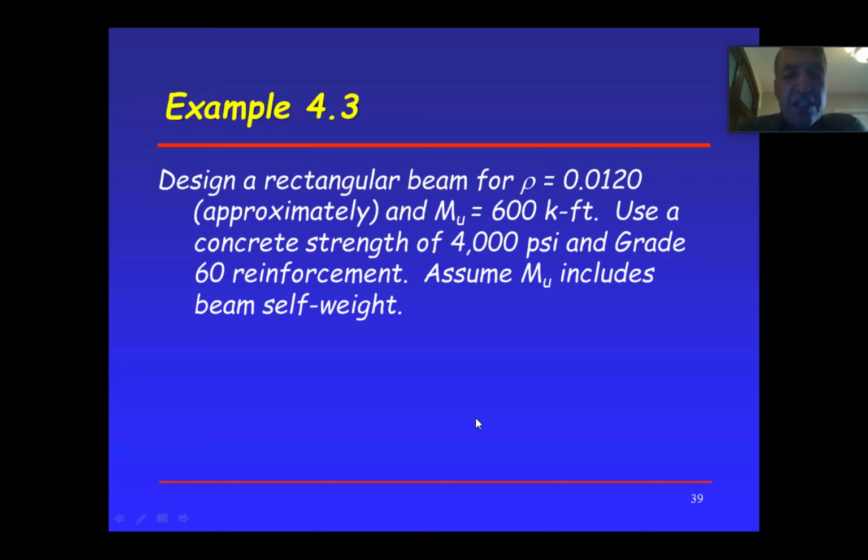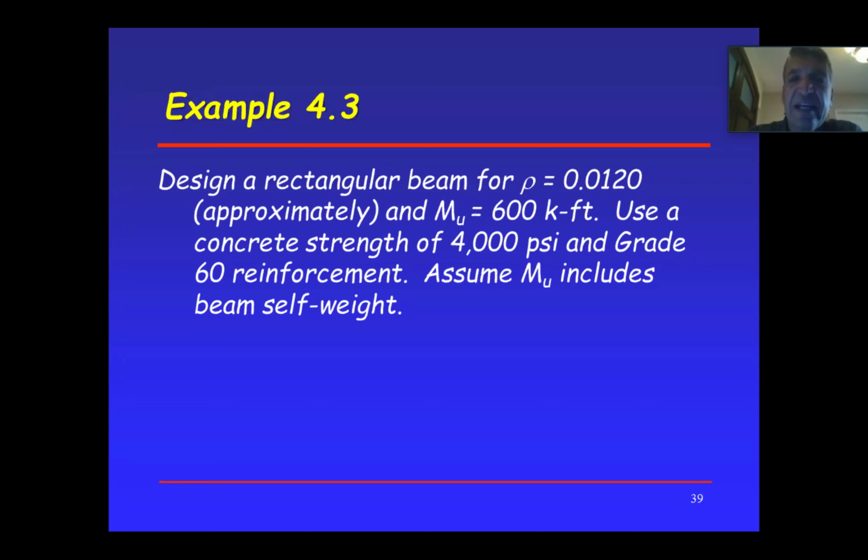Example 4.3: design a rectangular beam for a given rho. Like I mentioned in the lecture, make sure you do all these examples, because every example has a different thing attached to it. Like in this example, rho is given to us. In the one before, that wasn't the case. So make sure you do all the examples. It's going to help you a lot to understand the subject, and it's really easy. It's not bad at all.